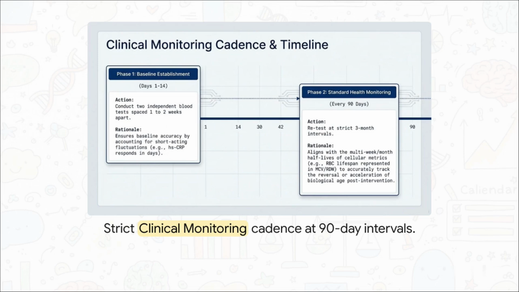Then, Phase 2 is standard health monitoring, retesting at strict 90-day intervals. Why exactly 90 days? Because that aligns perfectly with the multi-week and month-long half-lives of cellular metrics. Think about the lifespan of a red blood cell. This lets doctors accurately track whether biological age is reversing or accelerating over time.